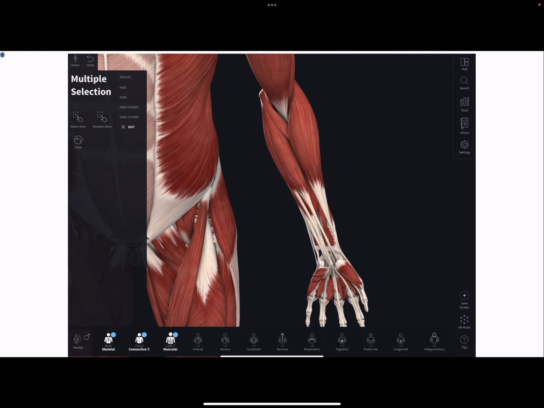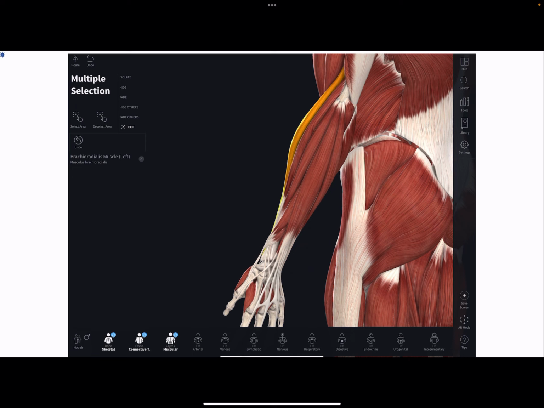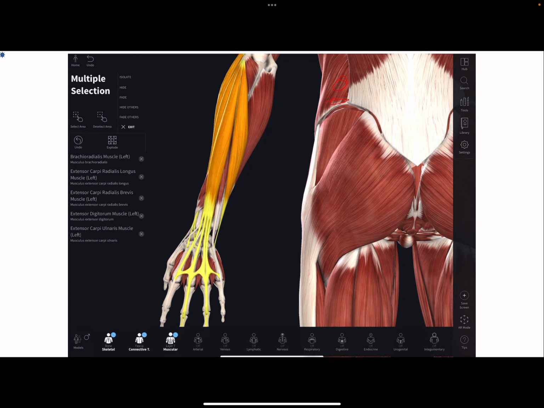So let's go ahead and take a look at all of these. We have brachioradialis, longus. Notice the long one and the short one, and both of these are going to the radialis. Then we have the digitorum going to, well, you guessed it, the digits.